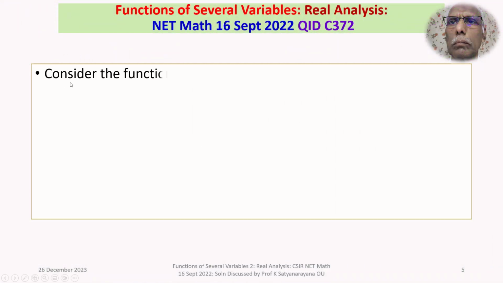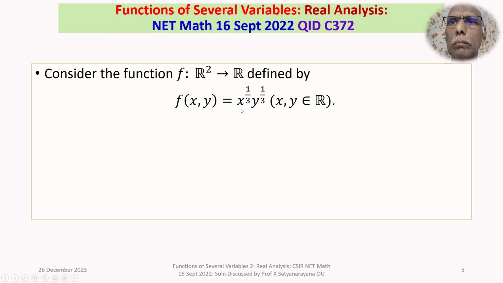The given question is: consider the function f from R square to R defined by f of x comma y is equal to x to the power of 1 by 3 into y to the power of 1 by 3, where x, y belongs to R. Now, which of the following statements are true? So there can be more than one answer.